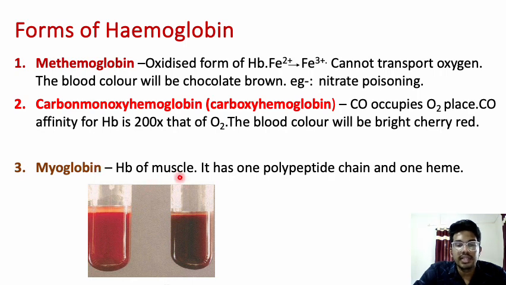And next is the myoglobin. The myoglobin is the hemoglobin of the muscle. We have seen that the globin part of the hemoglobin has 4 chains, 2 alpha and 2 beta. Here only one polypeptide chain will be present, and because of this only one heme group will be present. Here you can see the abnormal color: this is the usual blood, and this is the chocolate brown colored methemoglobin.